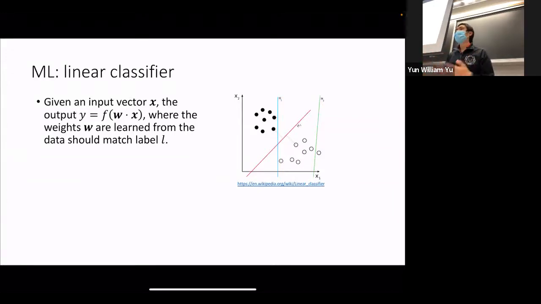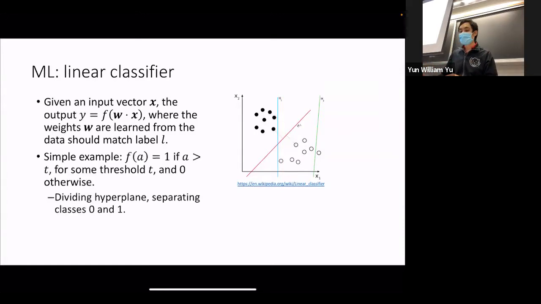And the way you formalize this mathematically is given an input vector, you take the dot product of the input vector with some weights vector, and then you apply some functional transform to it. And then the weights should be constructed such that you recapitulate your labels on the training data. And hopefully this means that you'll get the right label on, well, test data as well.